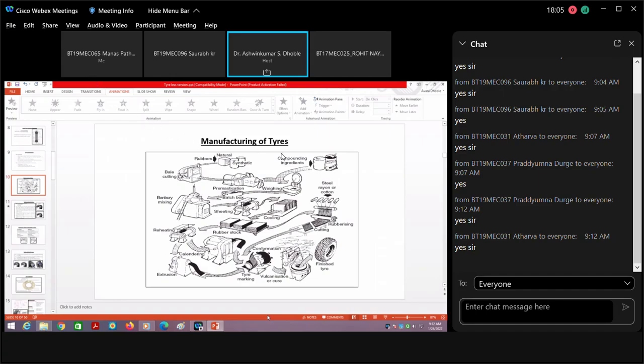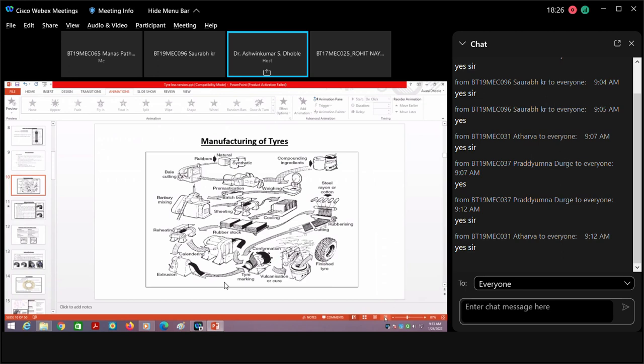made perfectly, you can say, perfectly for understanding the different stages of the tire. Okay, so now once the tire is manufactured, let us see what are the different types of the tire.